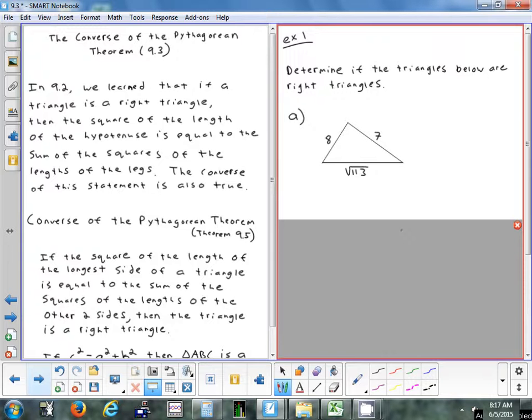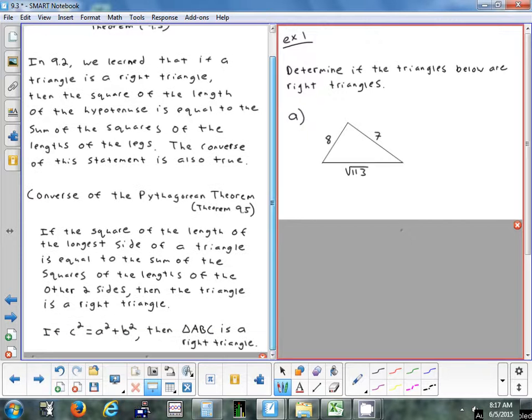I'm going to say, tell me true, false, yes or no, is this a right triangle? That's the kind of problem you'll have. So what you'll do is you'll plug everything into the Pythagorean theorem, and if it works, then you can say, yes, this is a right triangle. If it doesn't work, then you're going to write no.